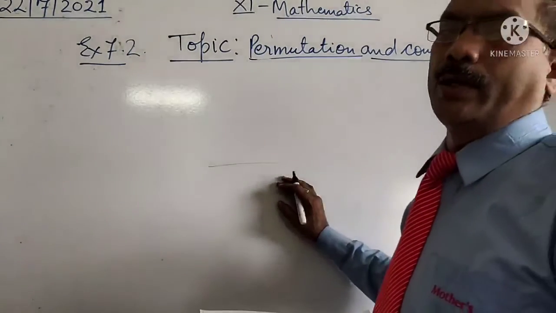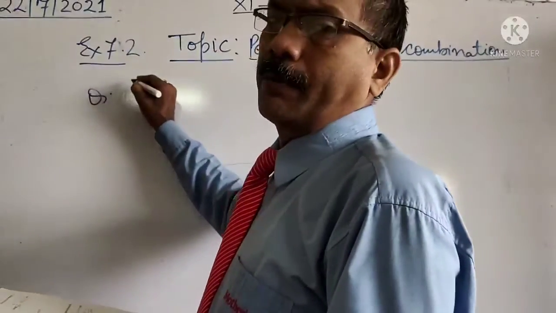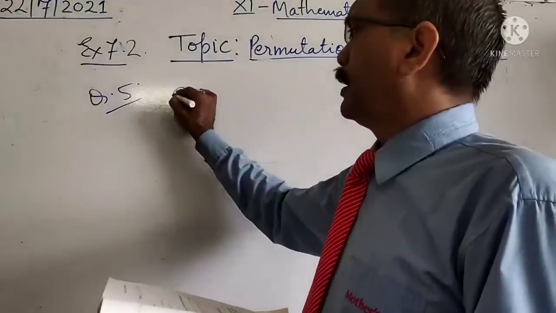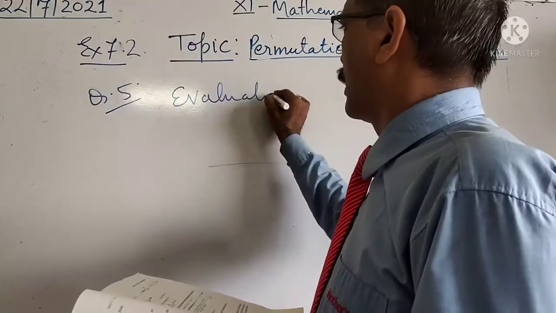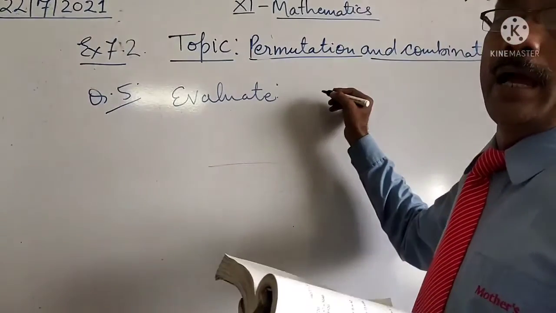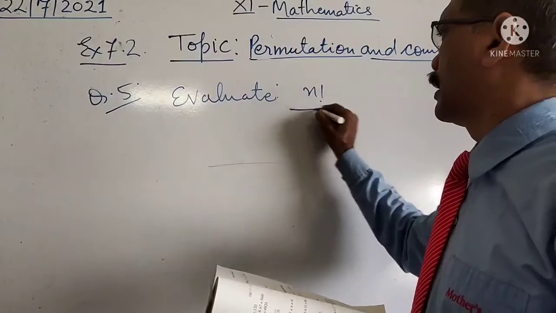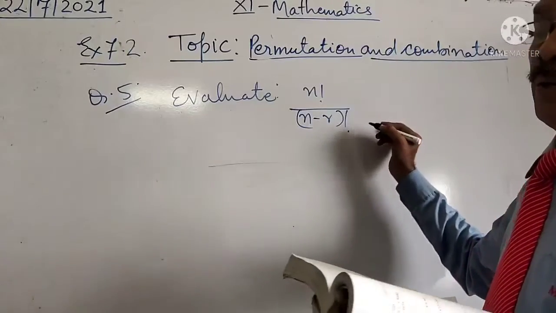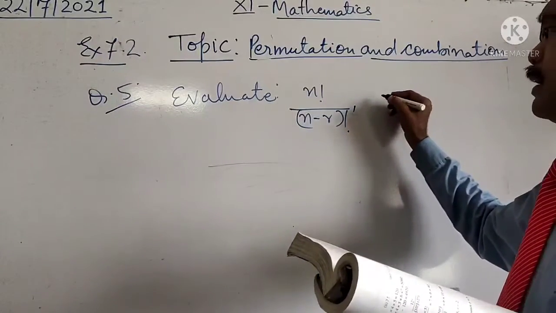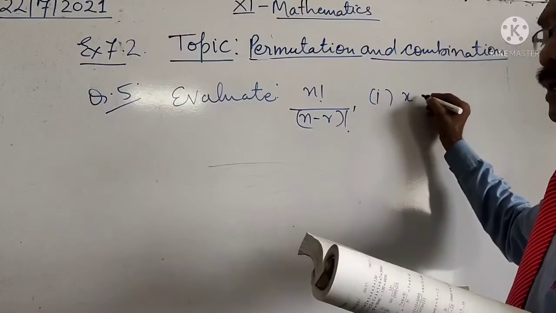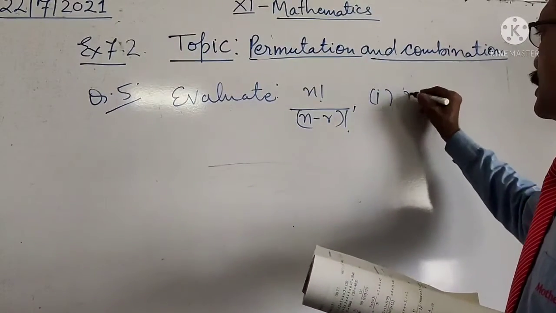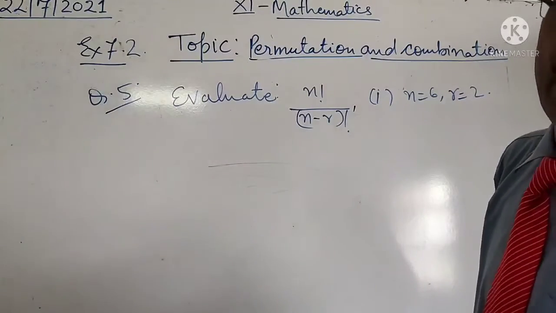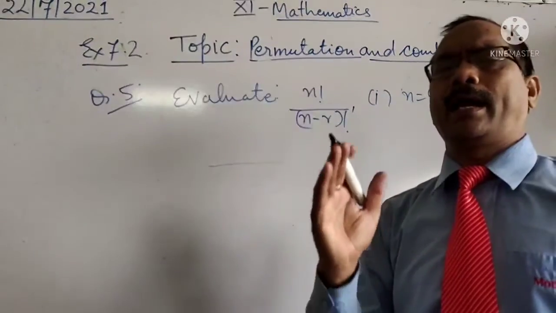Now, dear student, next is question number 5. Evaluate n factorial upon n minus r factorial, when in the first part n equal to 6 and r equal to 2. Now we will put the value of n and r.